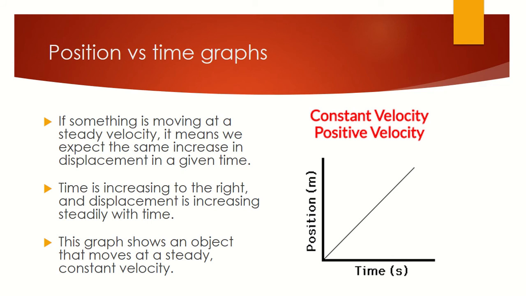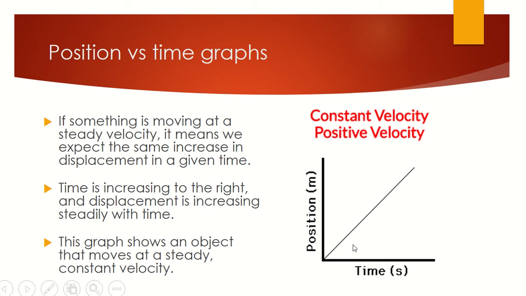So this is a graph of position of an object versus time. Now this is a graph of constant velocity, constant positive velocity. So it's an object that is moving at a constant speed away from some sort of position. If something's moving at a steady velocity, it means we expect the same displacement, so change in position, over the same given amount of time.